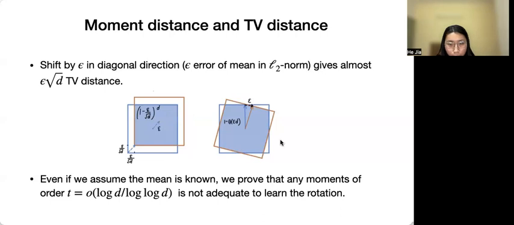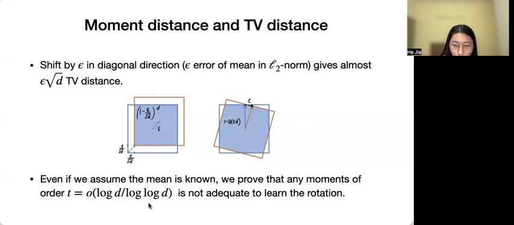And let's see the second example. Even if we assume the mean is known, that we have exactly the same mean and there's no shift, in this example we rotate the matrix by a small angle epsilon. Again, we can compute the overlap between these two cubes and get that the TV distance is almost epsilon times d. So it also has a dependence on dimension d. Actually, we show that any moments of order t equal to small o of log d over log log d are not adequate to learn the rotation.